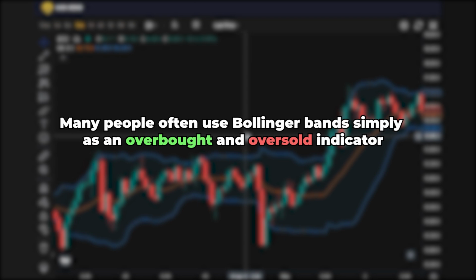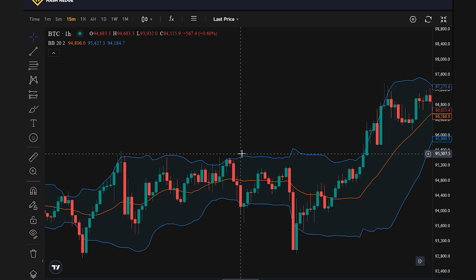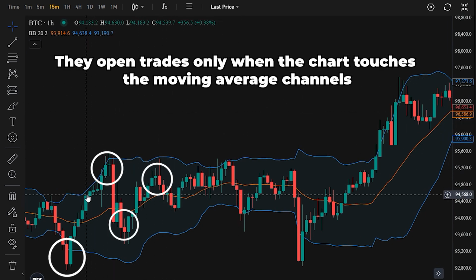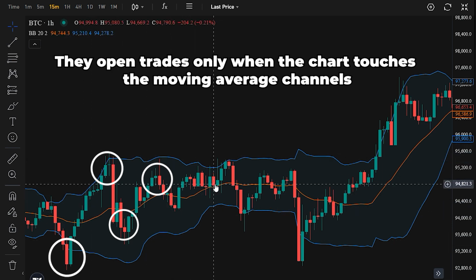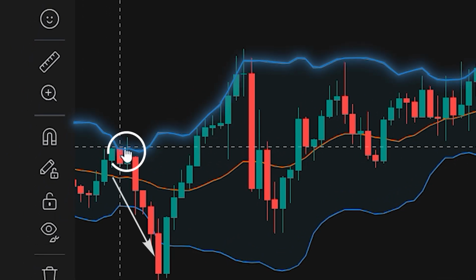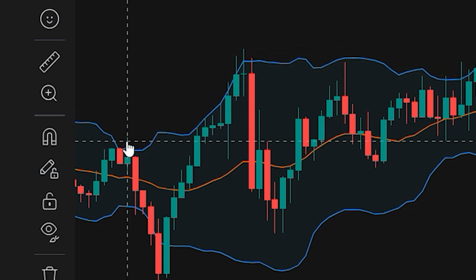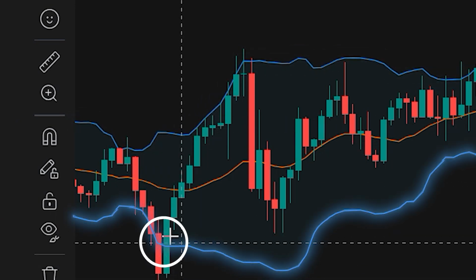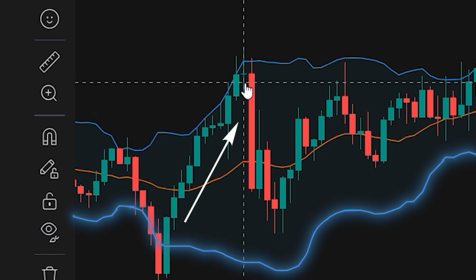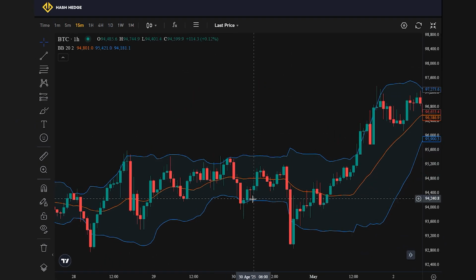Many people often use Bollinger Bands simply as an overbought and oversold indicator. Here, for example, we can look at this graph. Especially novice traders like to do that. They open trades only when the chart touches the channel boundaries. For example, here the chart has touched the upper boundary of the Bollinger, and beginners usually open a trade downwards. So they expect the chart to be overbought and should go down. Conversely, when the chart touches the lower boundary, they believe that the asset is oversold, and open the trade up. Then again, on the touch, a down trade is opened, and so on.